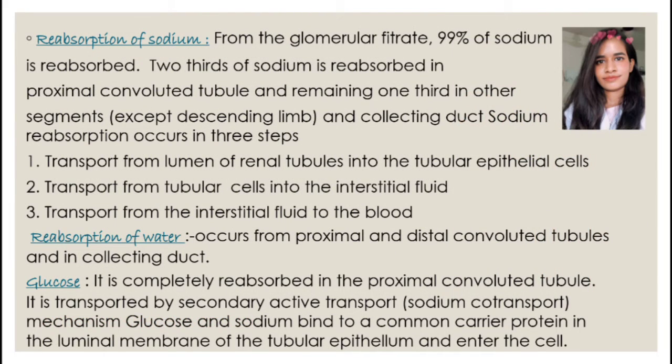Reabsorption of sodium. From the glomerular filtrate, 99% of sodium is reabsorbed. Two-thirds of sodium is reabsorbed in proximal convoluted tubule and the remaining one-third in other segments and collecting duct. Sodium reabsorption occurs in three steps: transport from lumen of renal tubules into the tubular epithelial cells, transport from tubular cells into the interstitial fluid, and transport from the interstitial fluid to the blood.